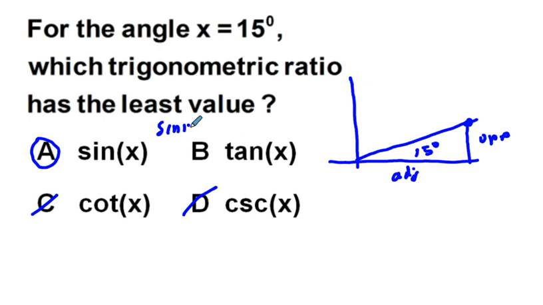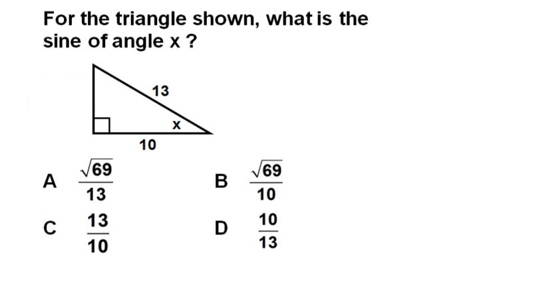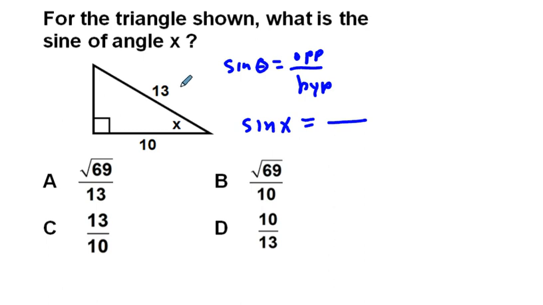So sine 15 degrees is less than tangent 15 degrees. Okay, just to calculate. Now for the triangle shown, what is the sine of angle X? Well, sine theta is equal to opposite over hypotenuse. So in this case, sine X is going to be equal to something over our hypotenuse, which is 13. So I'm looking for an answer over 13, which I do not find in answers C or B.